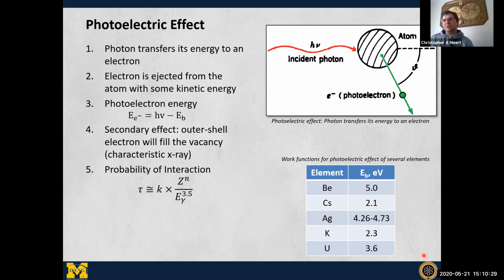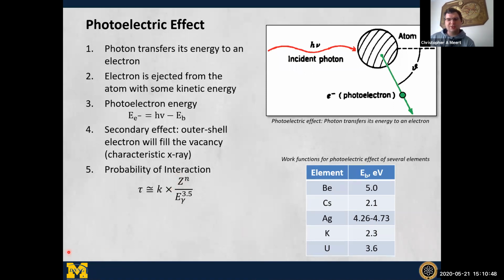I've also included a rough probability of interaction estimation. There are a lot of constants in here, like a K constant, which is tabulated elsewhere. But you can see that the photoelectric effect relies on atomic number, Z, and energy.